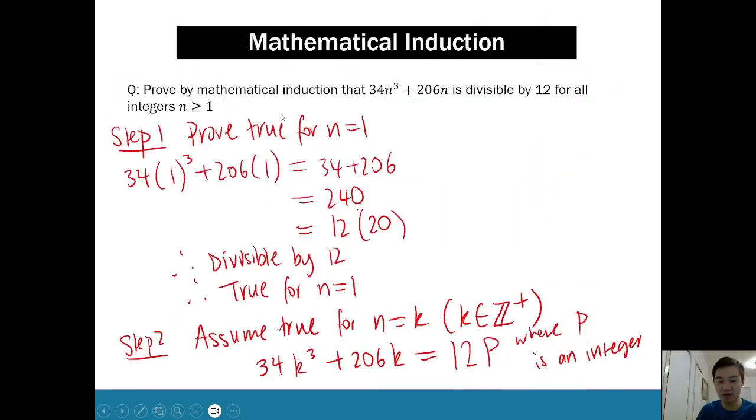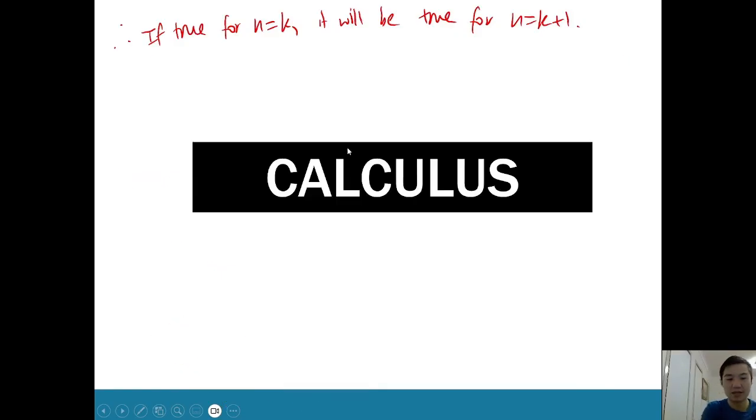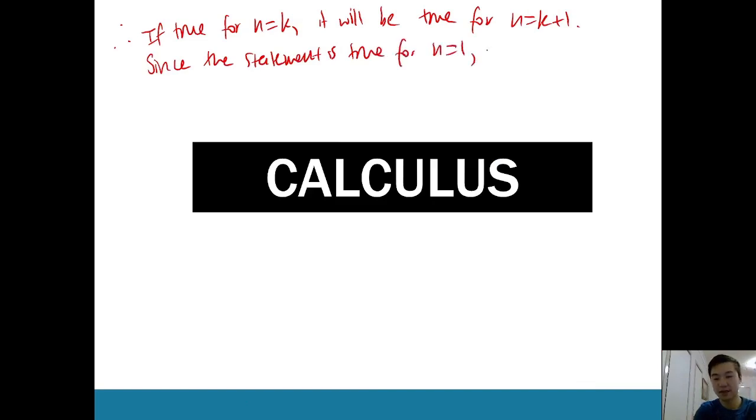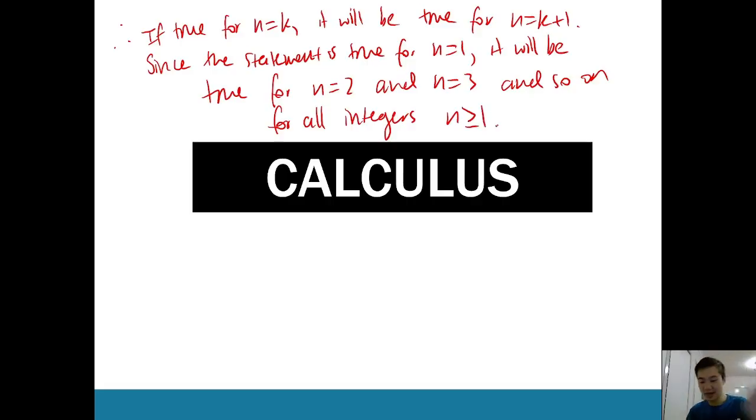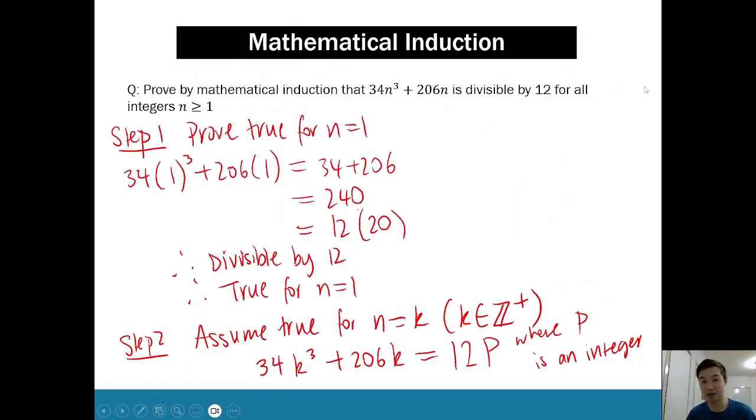But in step 1, we showed that it was true for n equals 1. So we can say, since the statement is true for n equals 1, it will be true for n equals 2 and n equals 3 and so on, for all integers n greater than or equal to 1. And there, ta-da, we just completed that mathematical induction proof.